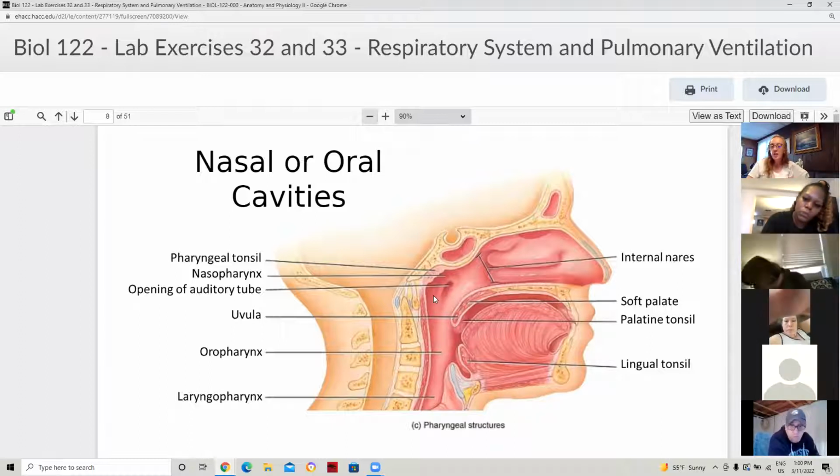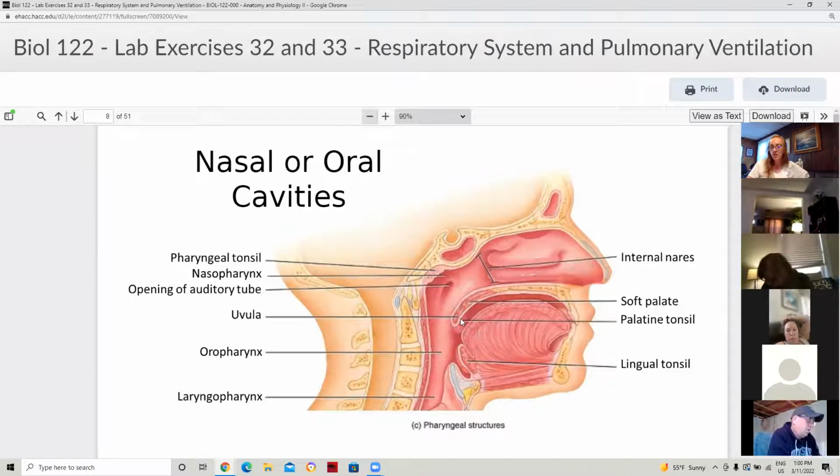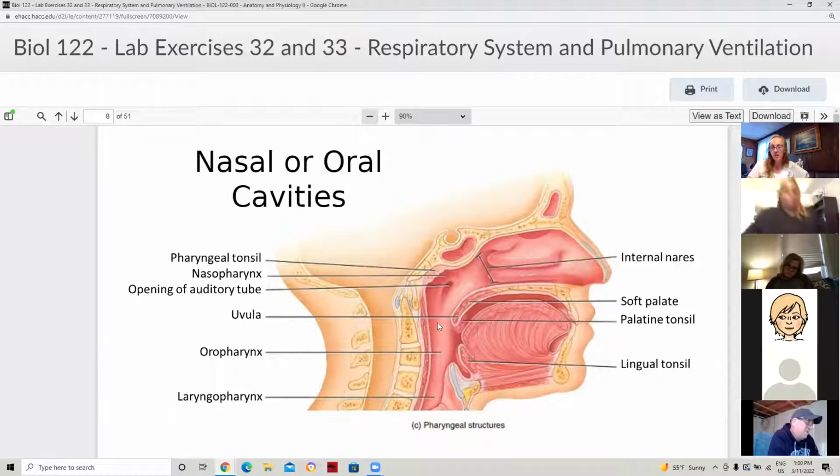So that's going to be in your nasal pharynx. The location of that opening in the auditory tube is in your nasal pharynx. The uvula, a little hanger downer thing in the back of your throat on your soft palate. The oropharynx, oral meaning mouth. So this whole area right here is your pharynx.